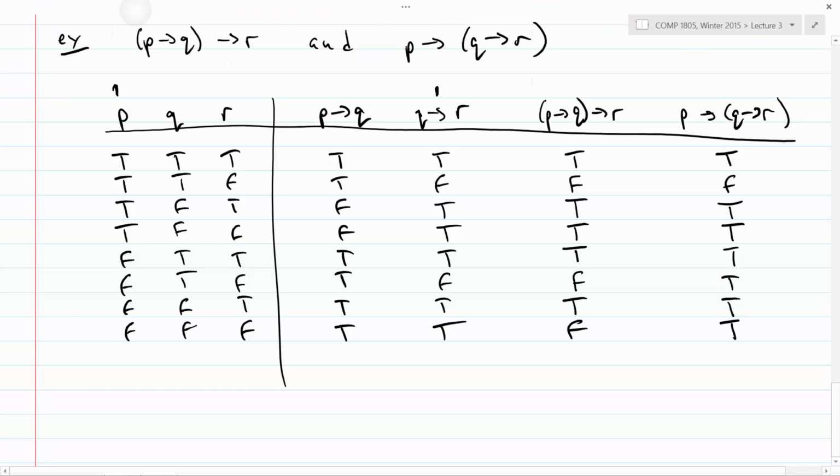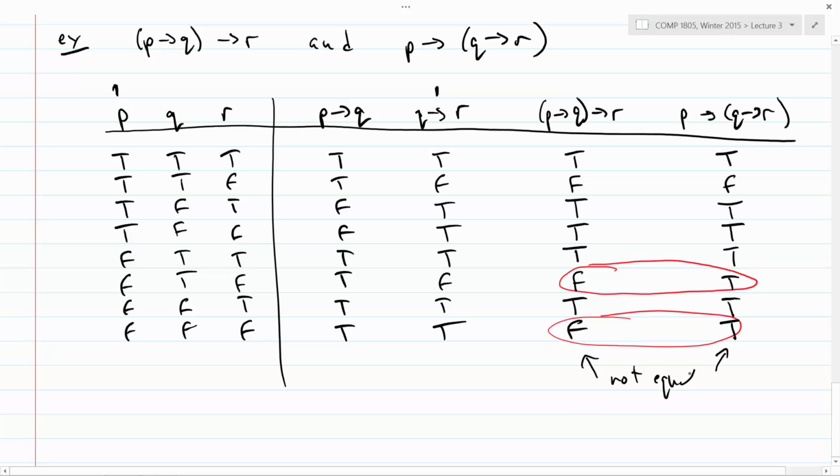And look at what happens. These don't match, and these don't match. Everything else does match, but that doesn't matter. All I need is one thing that mismatches. So these rows are not equal, and therefore the two propositions are not logically equivalent.